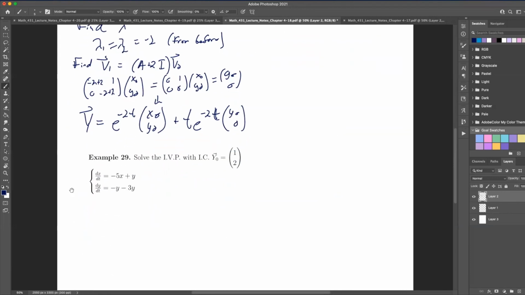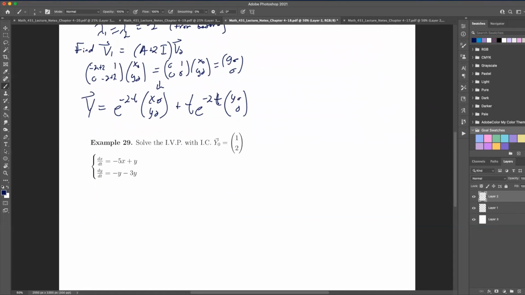So let's do this one for repeated eigenvalue. All right, so let's calculate this one. We'll go through all the steps. So we find lambda, that's step 1. Step 1, find the lambdas. And so this is minus 5 minus lambda, 1, minus 1, minus 3 minus lambda. Add in 5s. Minus 5 minus lambda times minus 3 minus lambda plus 1 is equal to 0.